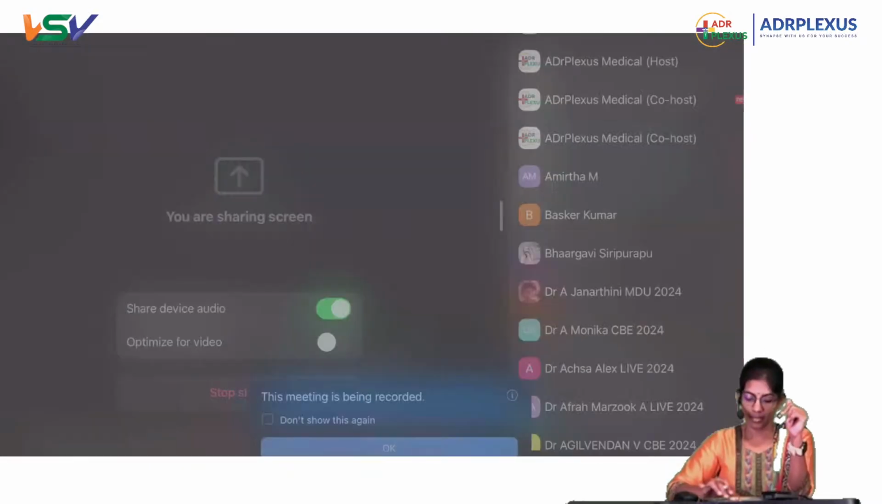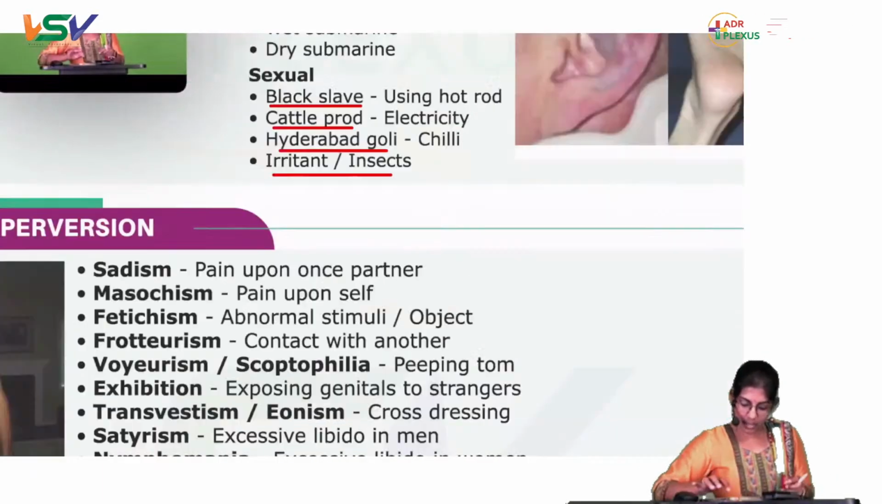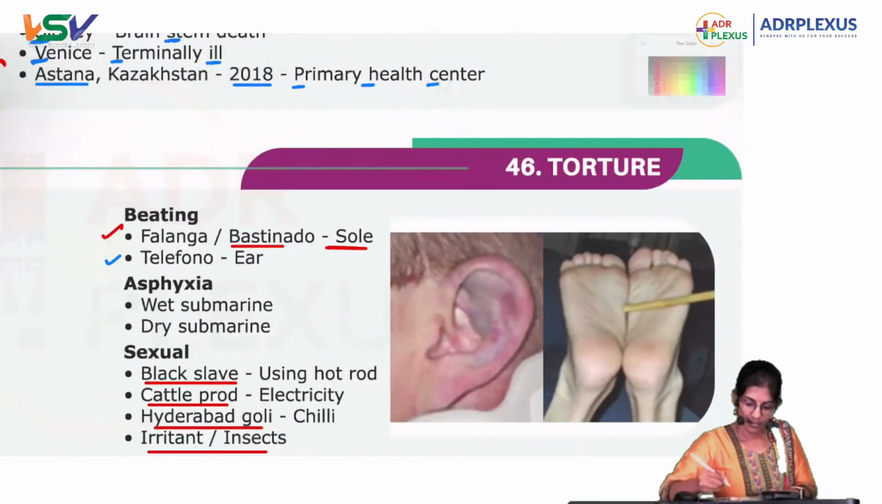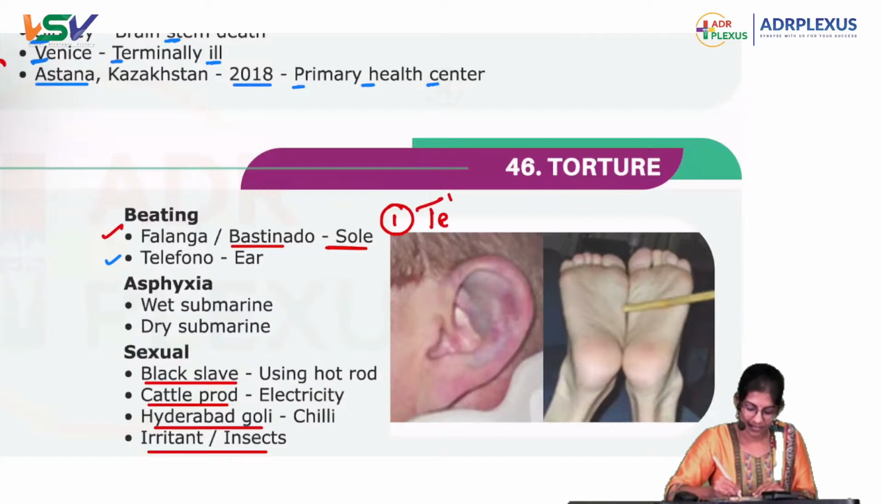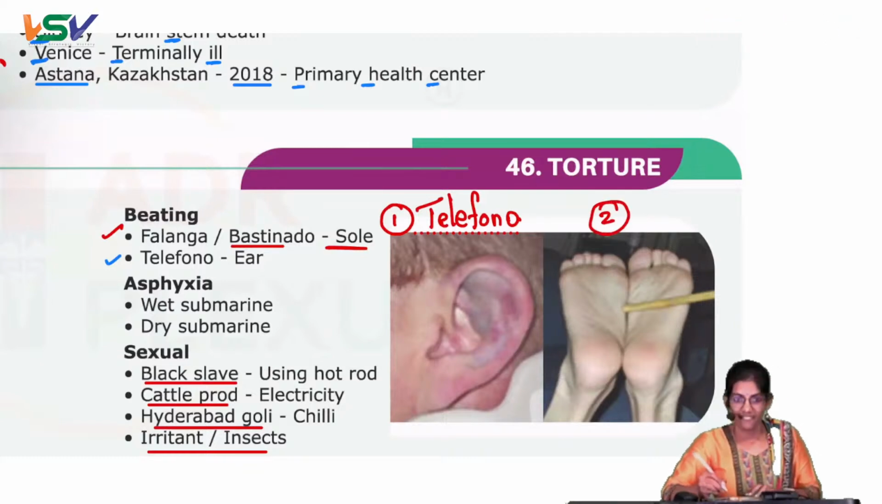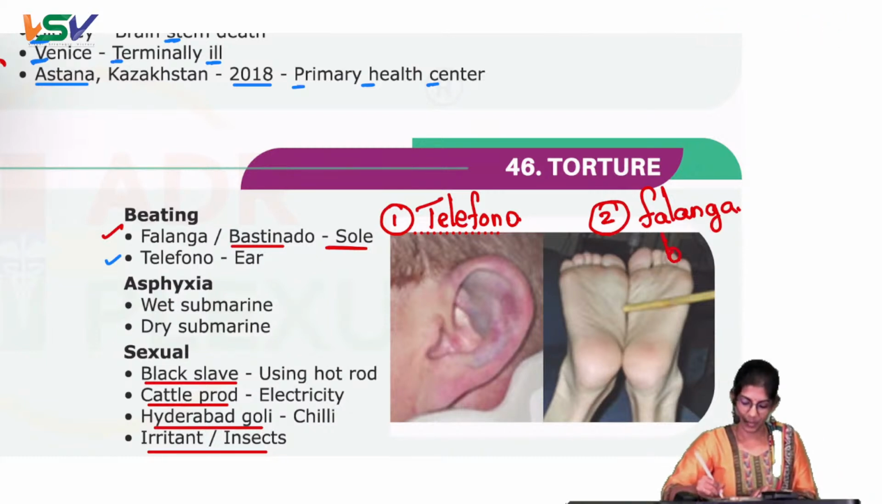Okay. Now, image, can you tell me what is the image that's given? The first one. What is the image? Telephono, very good. Telephono. The second one, Falanga, very good. Second is Falanga or Bastinado, very good. Falanga or Bastinado.